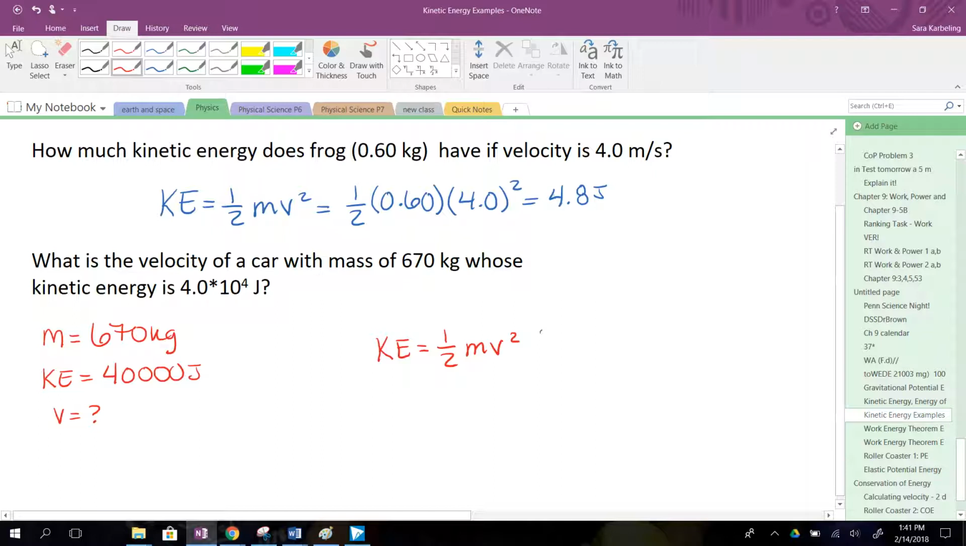I'll help you. We want to get V all by itself, don't we? We got this. I need to get V all by itself. What do I need to get rid of? Wait, let's just try this and see. How do I get rid of a half? You could divide by a half or multiply by 2. Same.